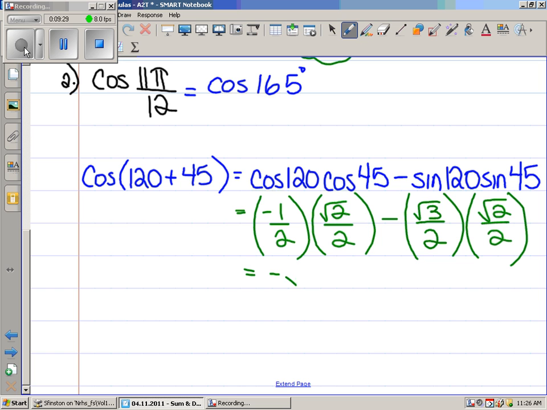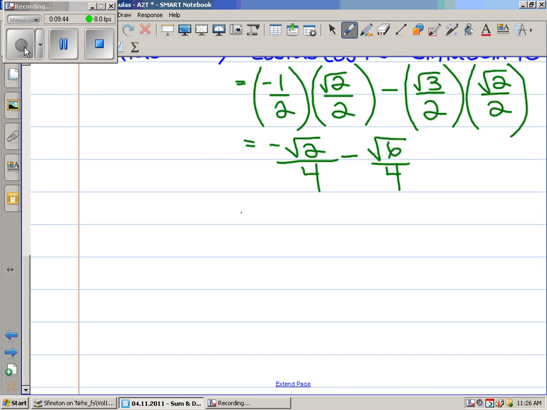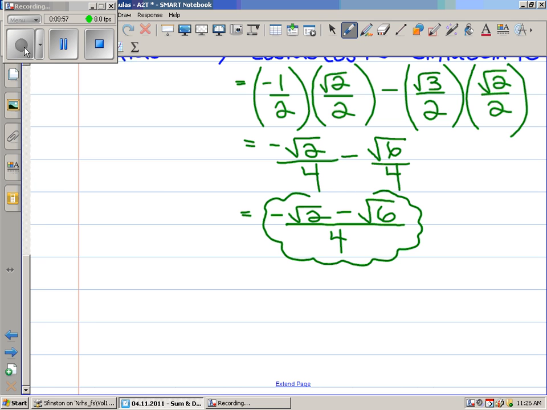What's up? Only underneath the radical if there's an i. If the number underneath the radical is negative, then that's how it produces an i. There you go. Ultimately, we're going to get negative the square root of 2 minus the square root of 6, all divided by 4. Final answer. That's it. That's the deal.